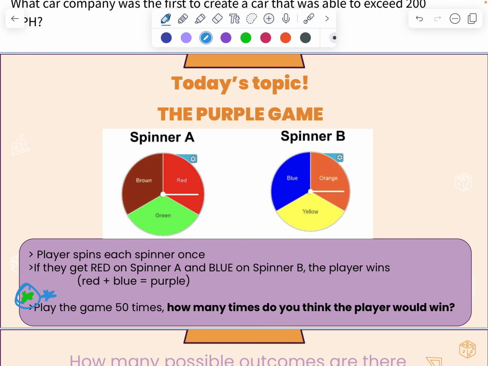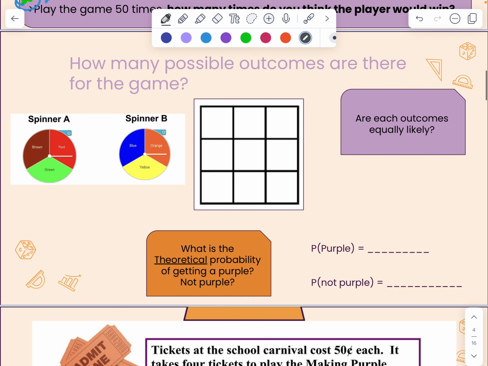The game is called the purple game. How do you make the color purple? You would take the primary colors red and blue, and if you get both of them together, you have made the color purple. So we're going to spin this spinner round and round and hope that it lands on red. And we're going to spin this spinner round and round and hope that it lands on blue. And if we get both of them to happen, we've got the color purple.